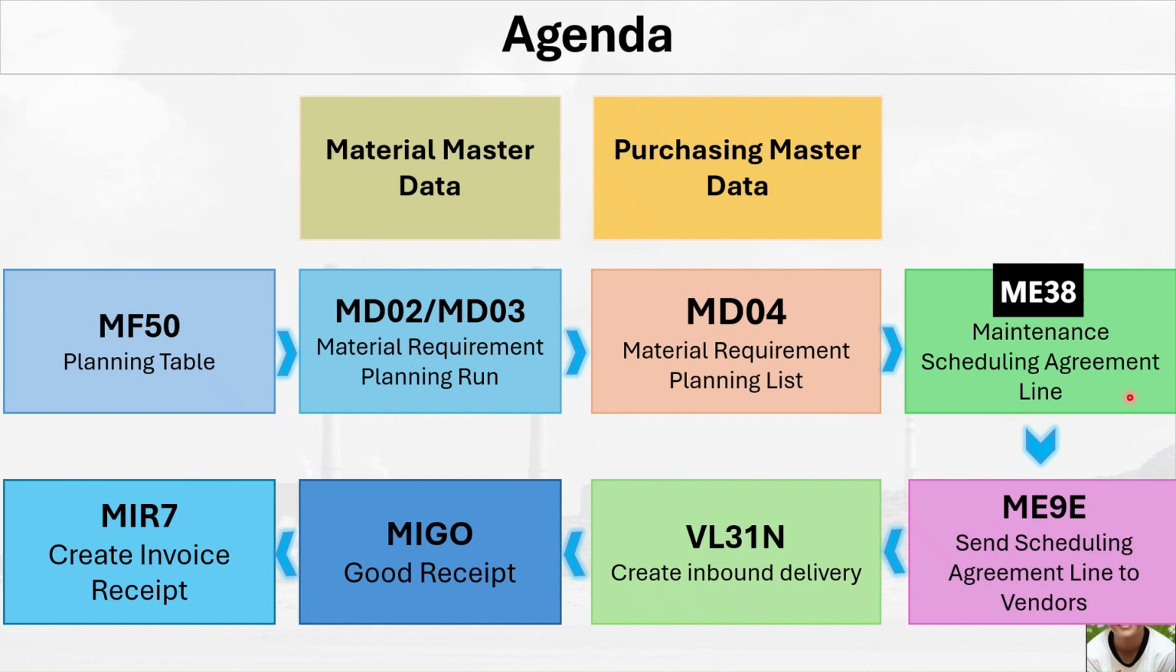After you maintain it, you need to send the agreement line to the vendor with ME9E. After that, you create an inbound delivery with VL31, and next is MIGO goods receipt. And finally, use MIR7 to create the invoice receipt. This is the whole flow of the scheduling agreement process. We will go into the detail of what you have to prepare and how to operate it.